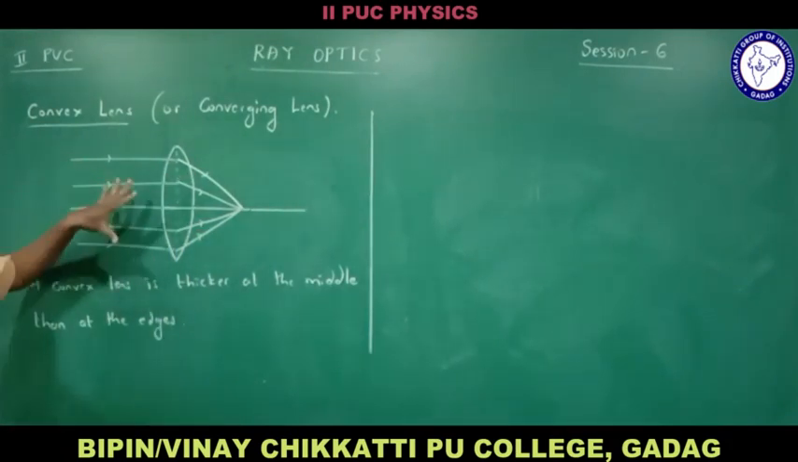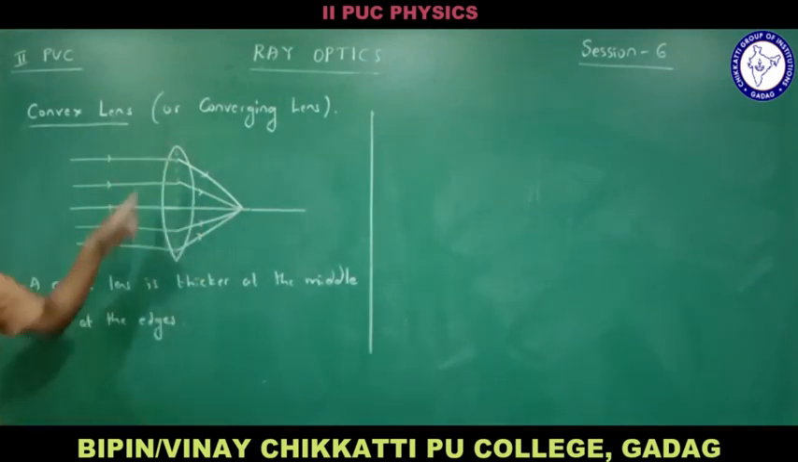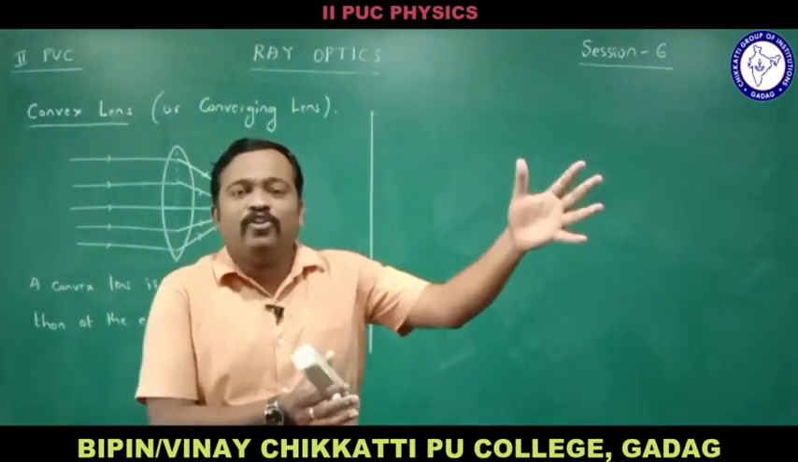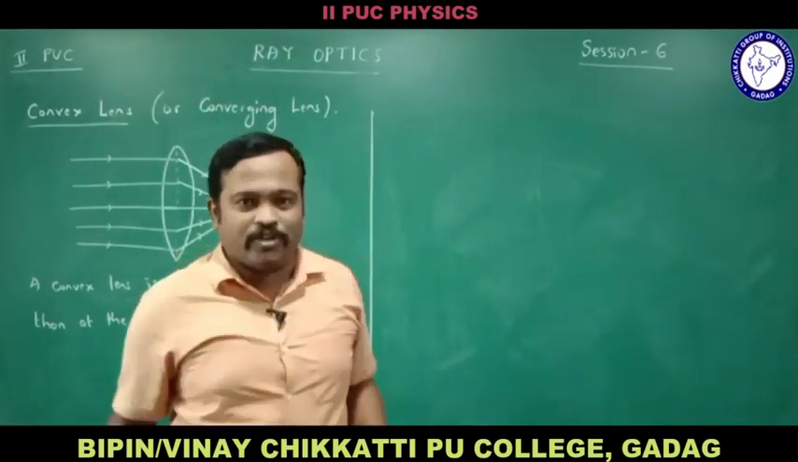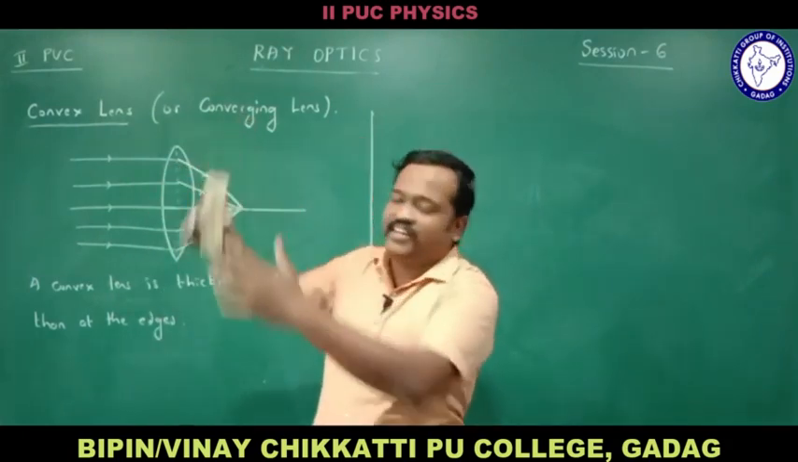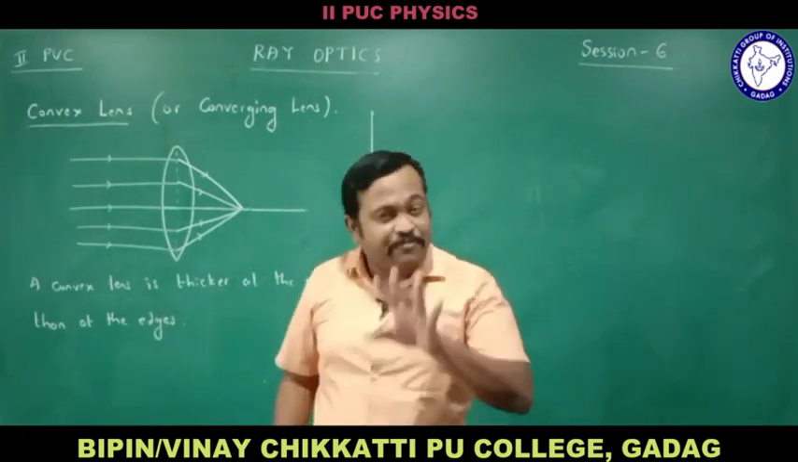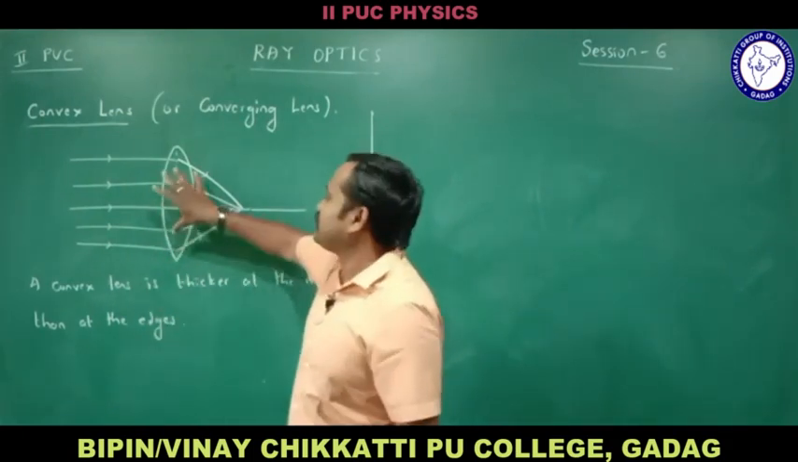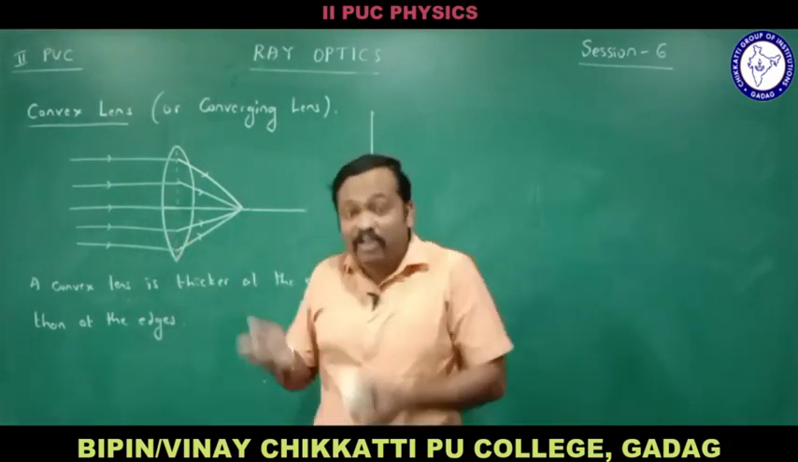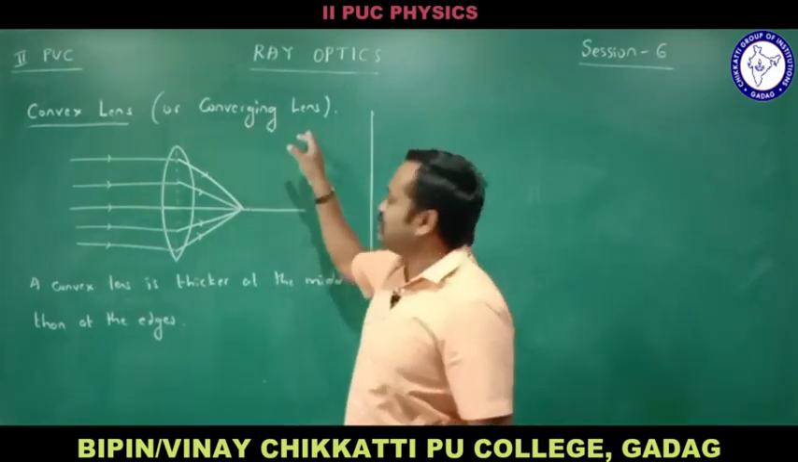Since parallel rays of light converge at a point on refracting through it, this kind of lens is called a converging lens. If parallel rays of light fall on the convex lens, they converge at a point. Where do you get parallel rays? We get parallel rays if the source is at infinity, at a far away distance. Since this lens converges the parallel rays of light, that kind of lens is called a converging lens.